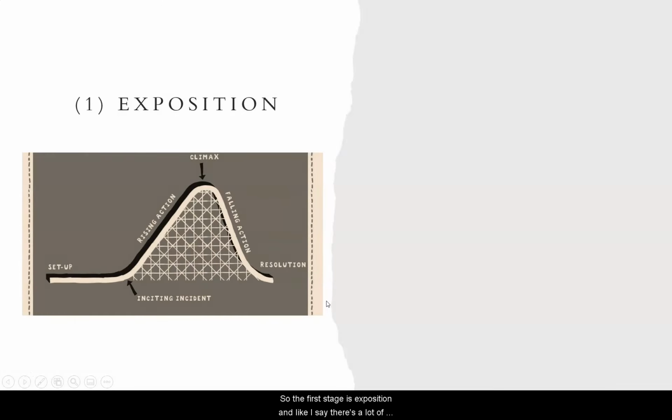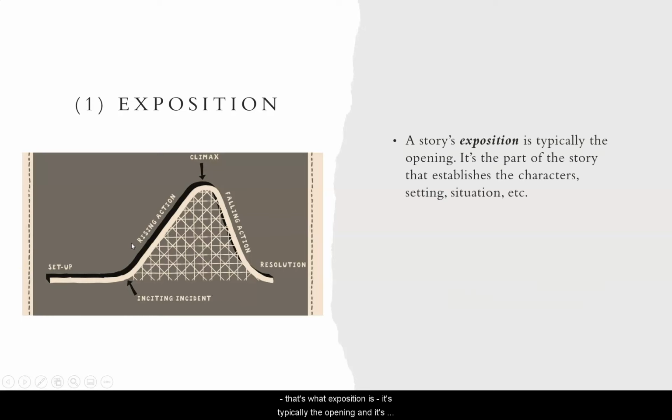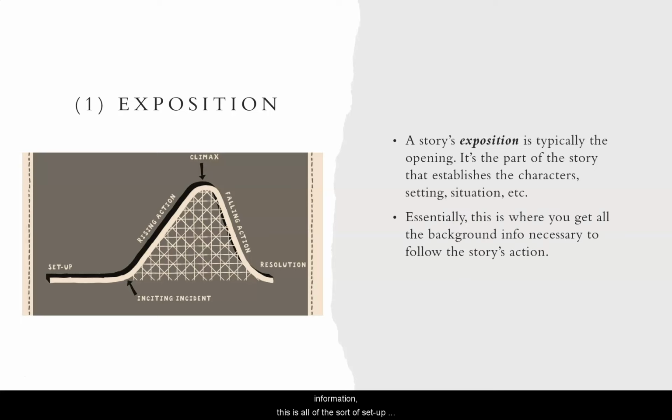So the first stage is exposition, and like I say, there's a lot of iterations, and in this iteration, they actually refer to exposition as setup. That's what exposition is. It's typically the opening, and it's the part of a story that establishes the characters, the setting, and the situation. So going back to in media res, if it starts in the middle of the action, well, we're going to lose some exposition, right? But for stories that give us this is who everybody is, this is the background information, this is all of the setup of the characters and things like that, that's the exposition where we're exposed to the story.